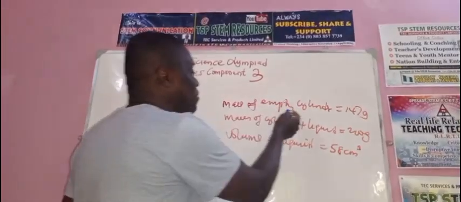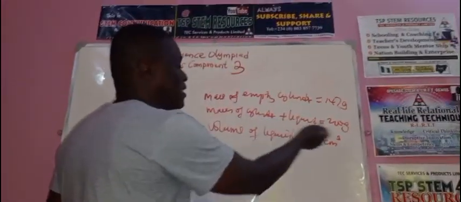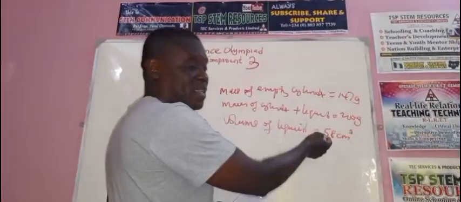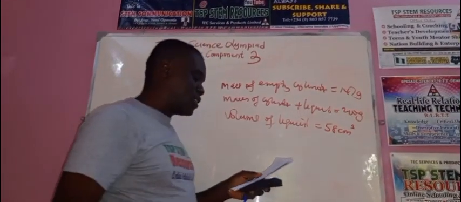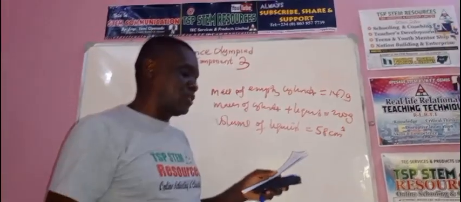So mass of empty cylinder, mass of cylinder plus liquid, the volume of what? They said, using the results shown, find the density of the liquid.